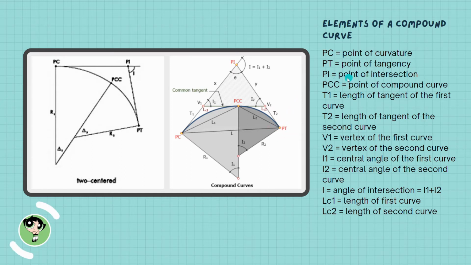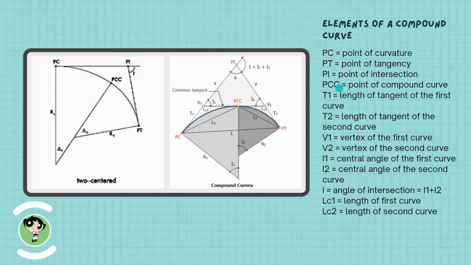Next is the point of intersection or the PI, up on top. The point of intersection marks the point where the back and the forward tangent intersect. Our back tangent is this line, and this line here is our forward tangent. So if they extend straight and meet, that is where our point of intersection is.